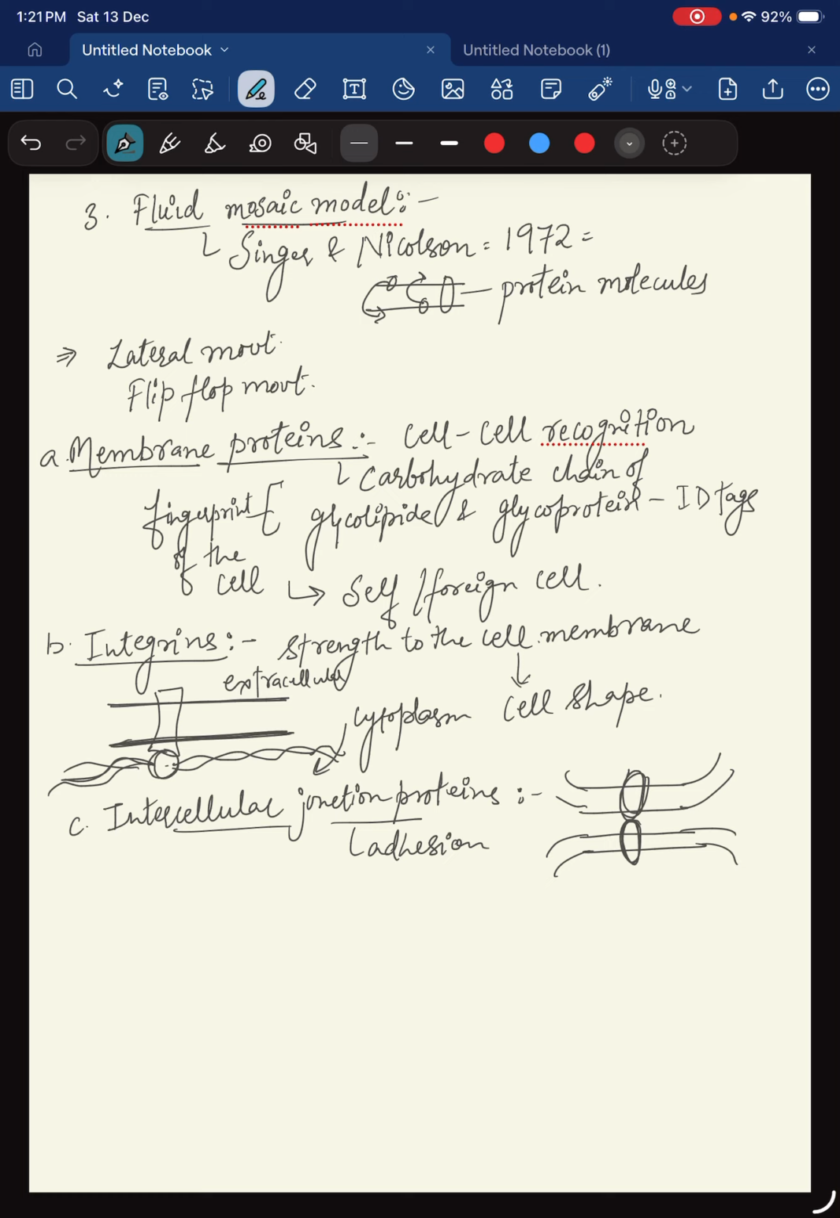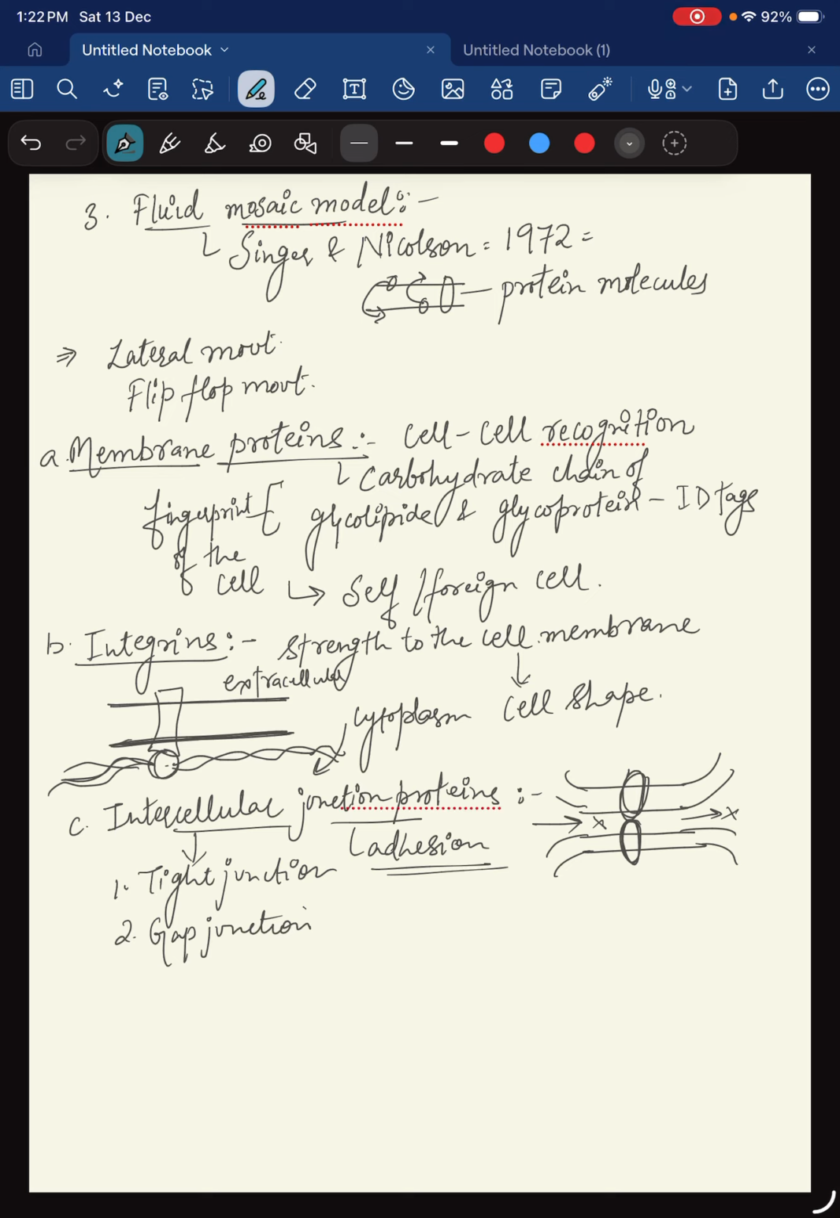These junctions are of two types. One is tight junction and the next is gap junction. So their primary role is adhesion. Next, for tight junction, we have seen that they seal cells together into sheets to provide an impermeable barrier to the cell membrane. Means here no substances can enter or go out. So they are basically very tight. So they are tight junctions.